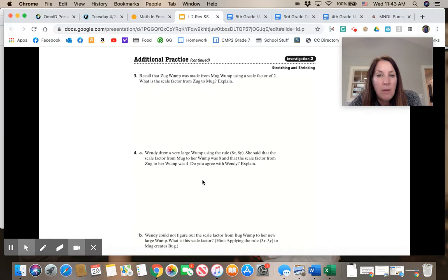Recall that Zug-Wump was made from Mug-Wump using a scale factor of 2. What is the scale factor from Zug to Mug? Okay, so from Mug to Zug is 2. What is Zug to Mug? Explain. Wendy drew a very large wump using the rule (8x, 8y). She says that the scale factor from Mug to her wump was 8, and the scale factor from Zug to her wump is 4. Do you agree?